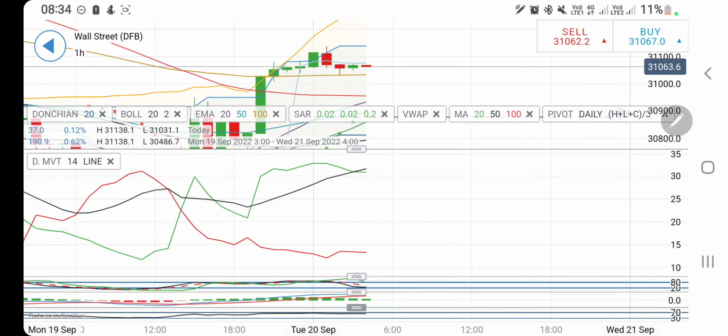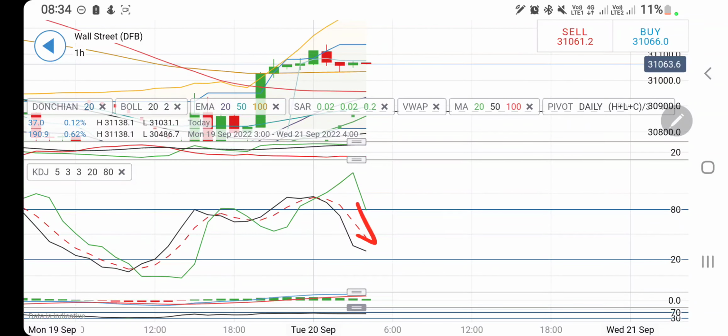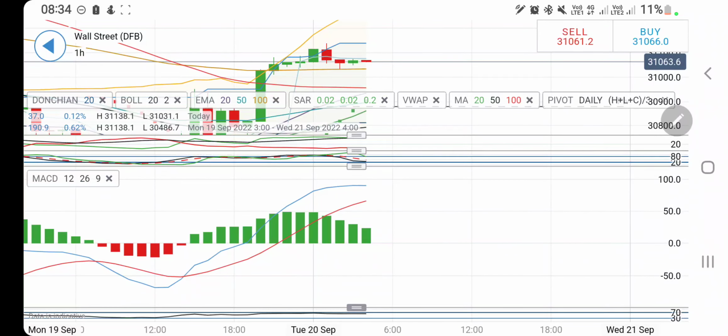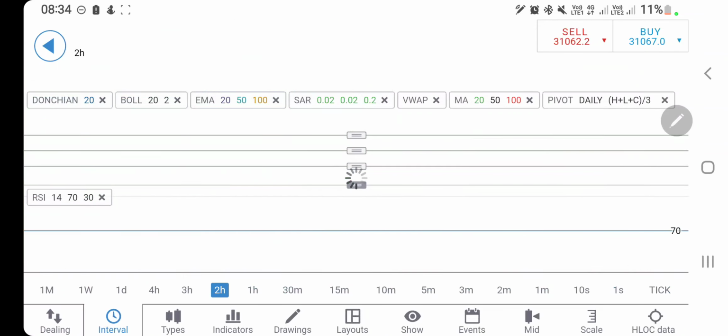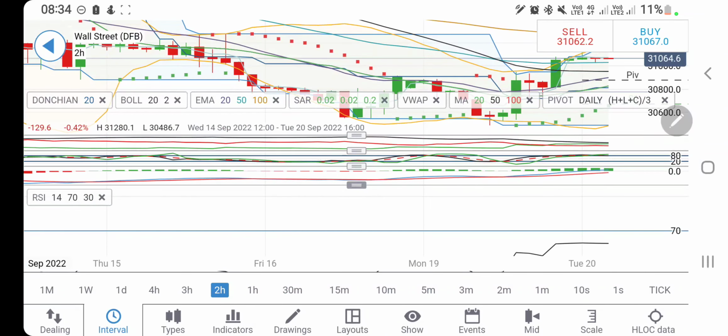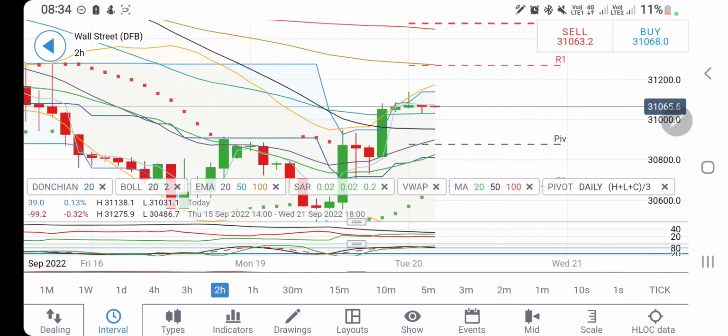Directional movement extremely bullish. It may start to converge. Stochastic looking downwards. The MACD is so far bullish, it is willing to converge. See, the width is narrowing here. The RSI is trading near to top, indicating little bullishness there.